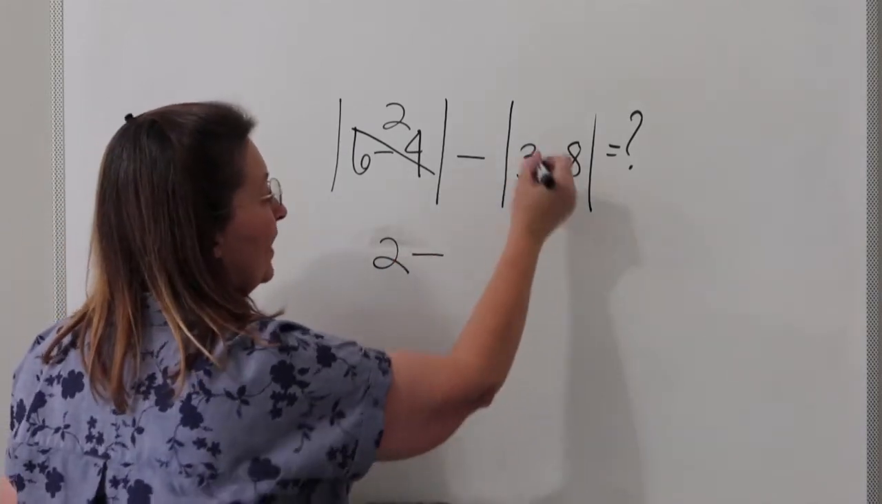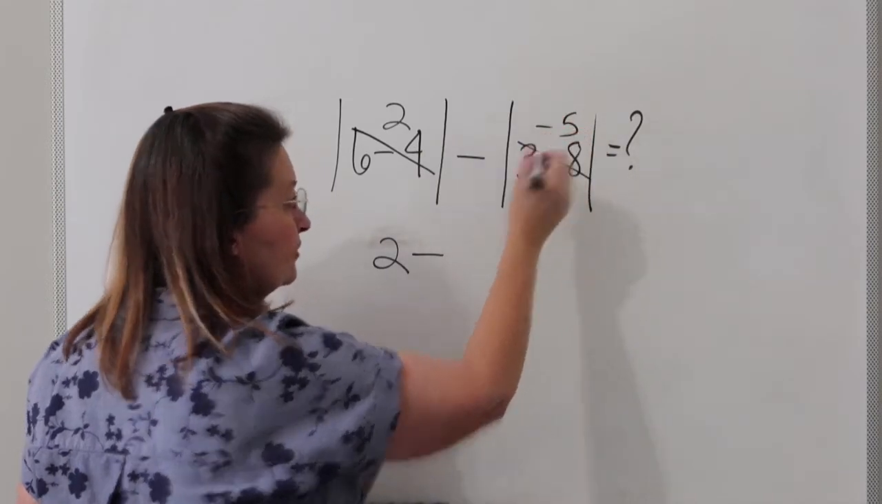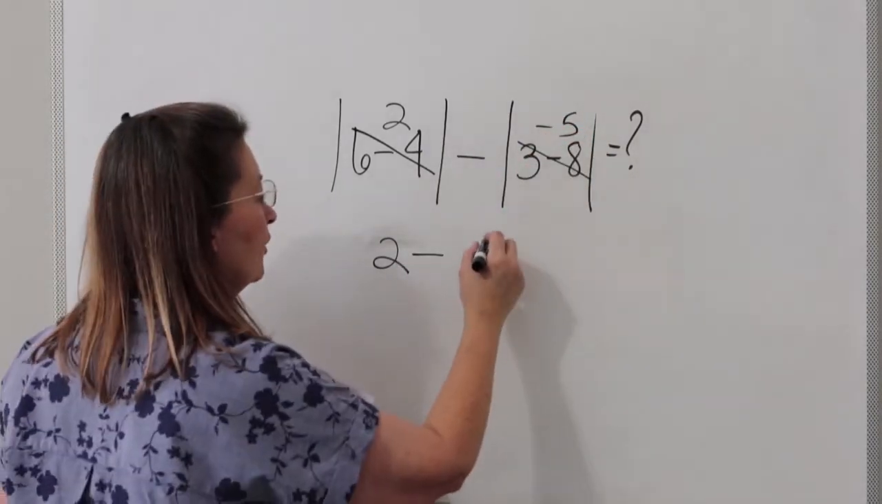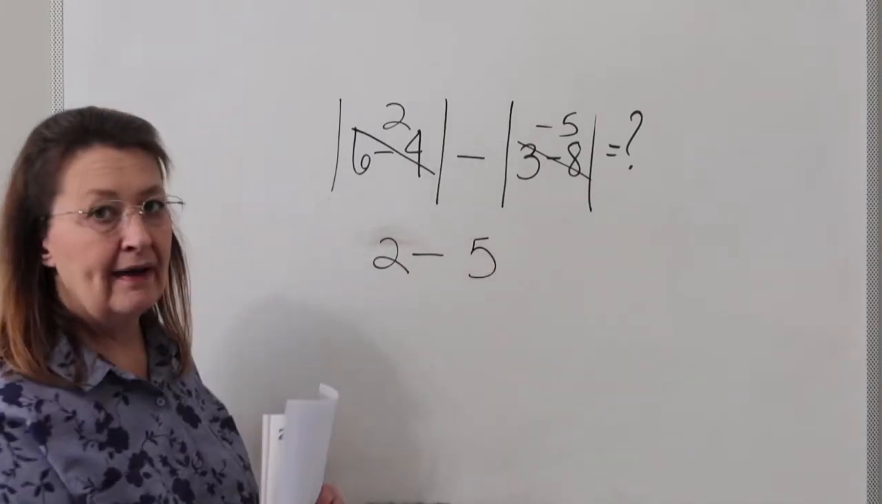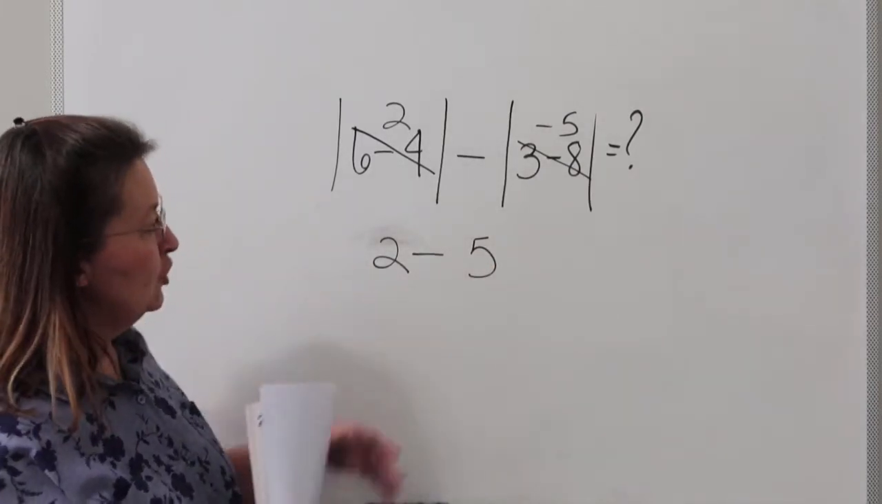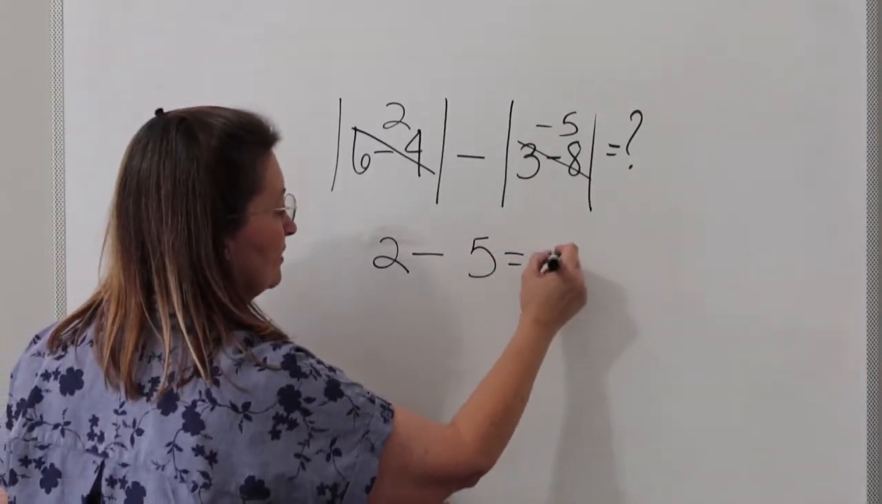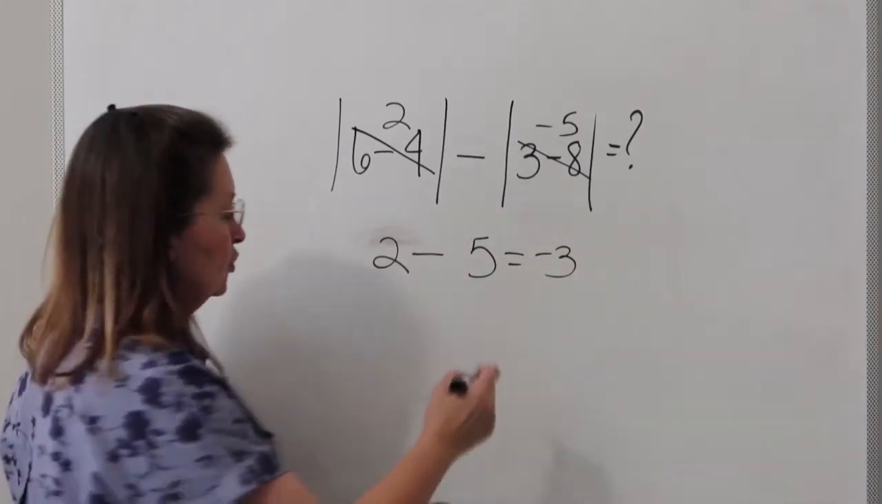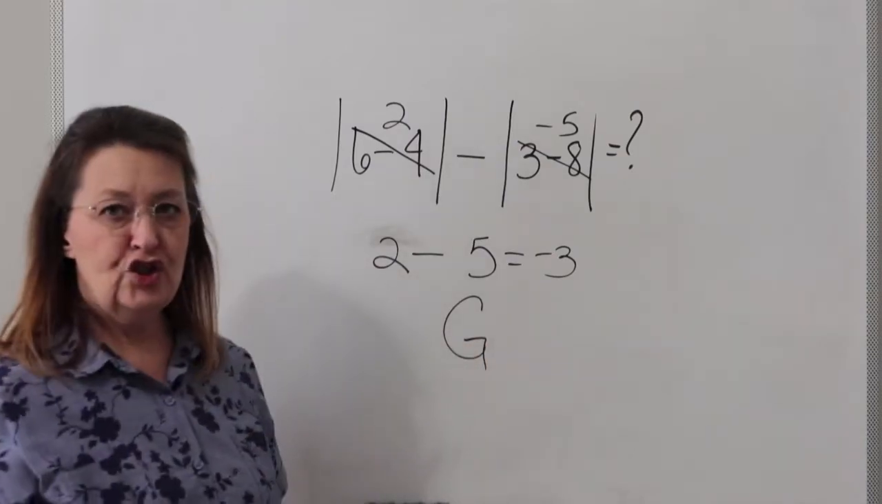Minus, alright, 3 minus 8 is going to be negative 5. But when you take the absolute value of a negative number, it loses the sign. So now we have 2 minus 5, which is negative 3, and that is answer choice G.